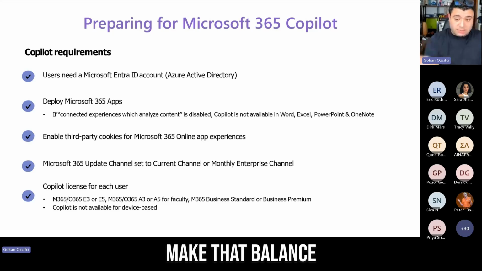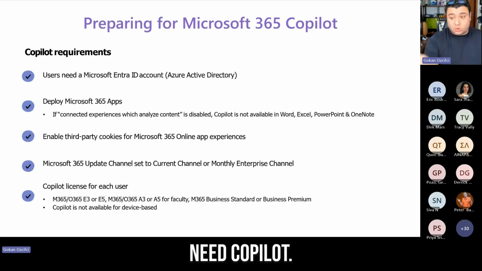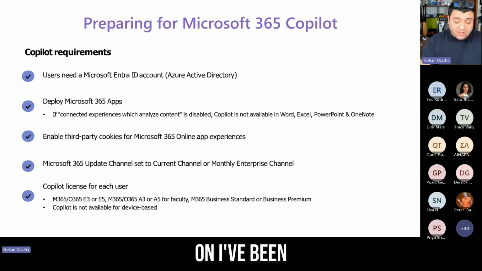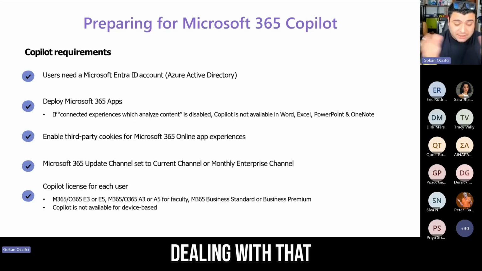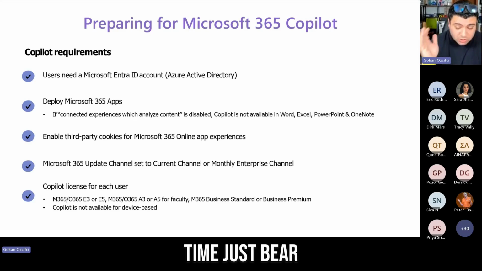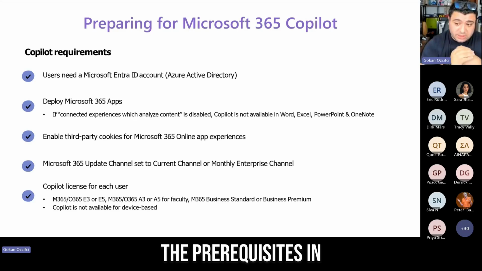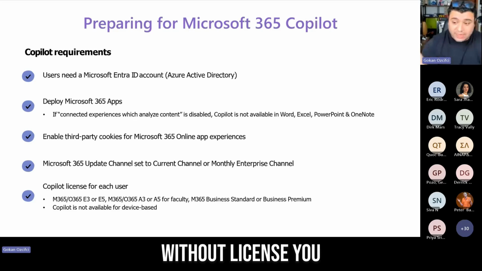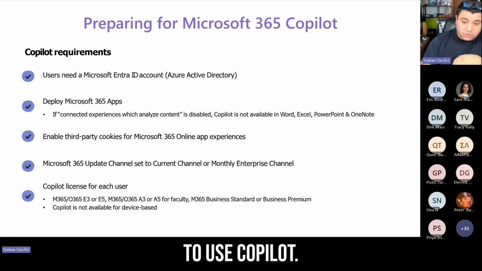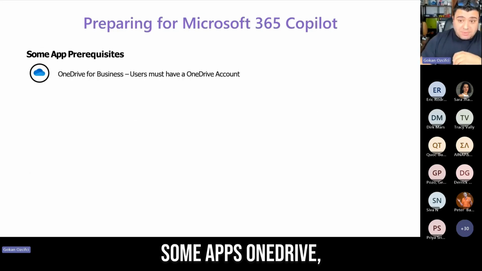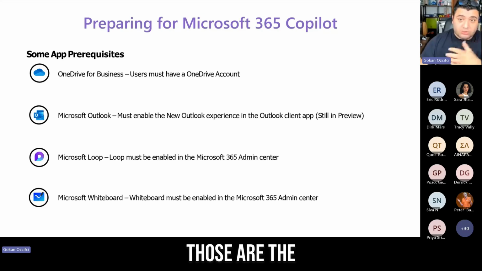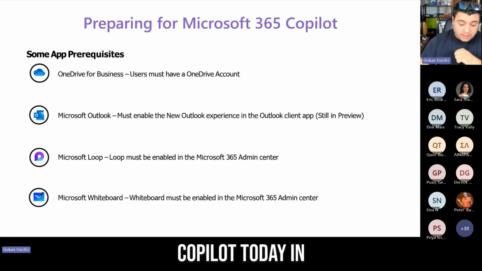So you need to make that balance between, okay, I need Copilot, but do I really change this to the monthly enterprise channel, and so on? I've been dealing with that kind of question a lot. Just bear in mind that's also one of the prerequisites, as well as the license for each user. Without a license, you won't be able to use Copilot. Some apps: OneDrive, Outlook, Loop, and Whiteboard. Those are the 4 prerequisites you need to have in order to use Copilot today in Office 365.